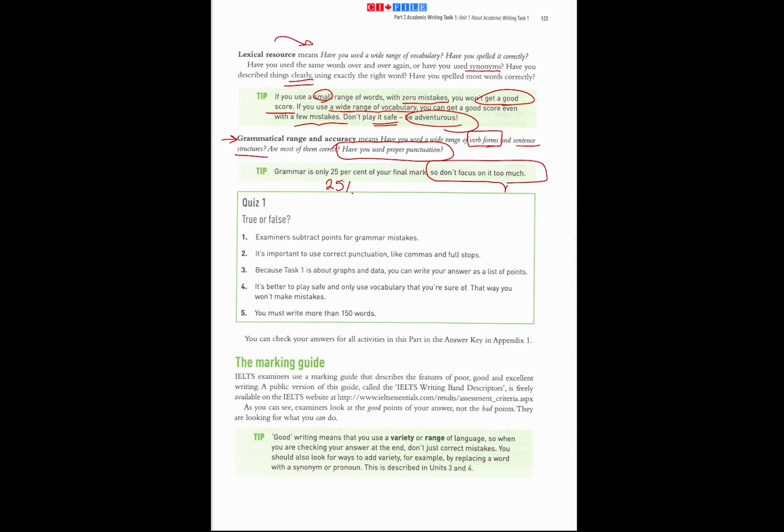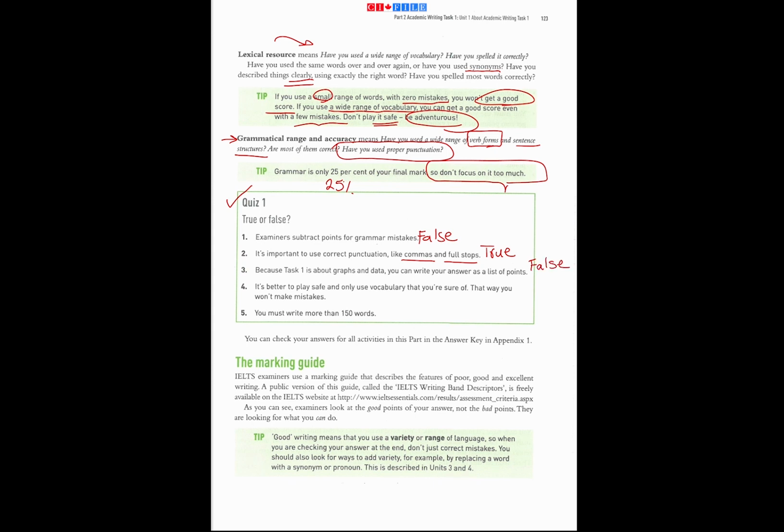Now, let's go through quiz 1. True or false? Question 1. Examiners subtract points for grammar mistakes. This is false. It's important to use correct punctuation like commas and full stops. This is true. Number 3. Because task 1 is about graphs and data, you can write your answer as a list of points. This is false.